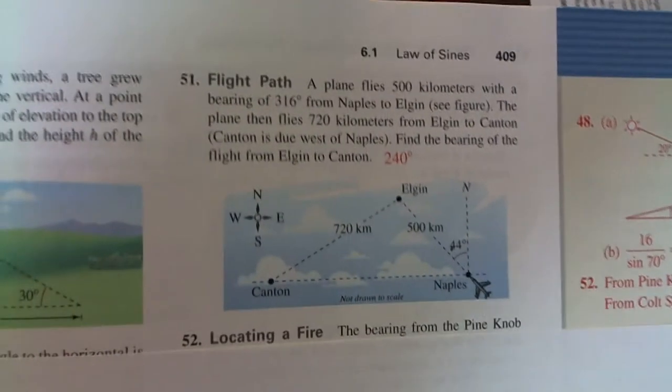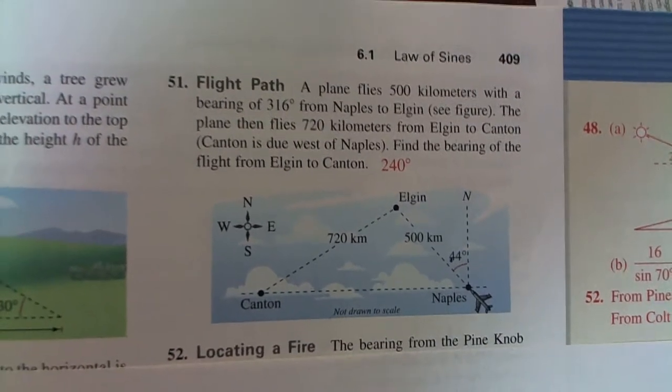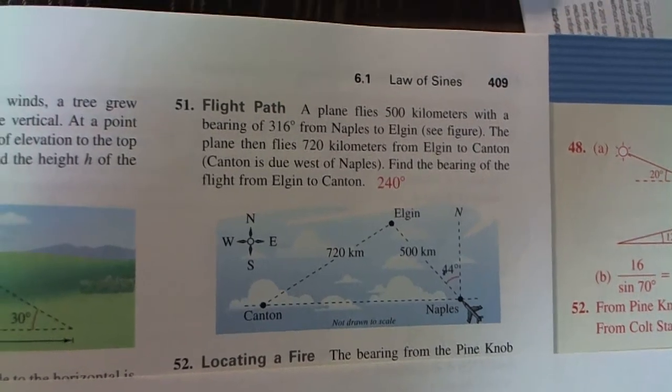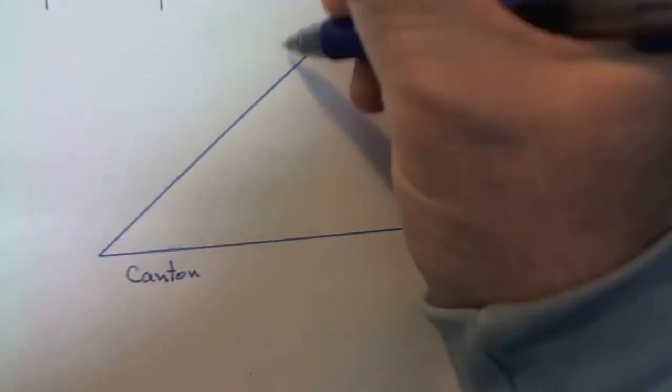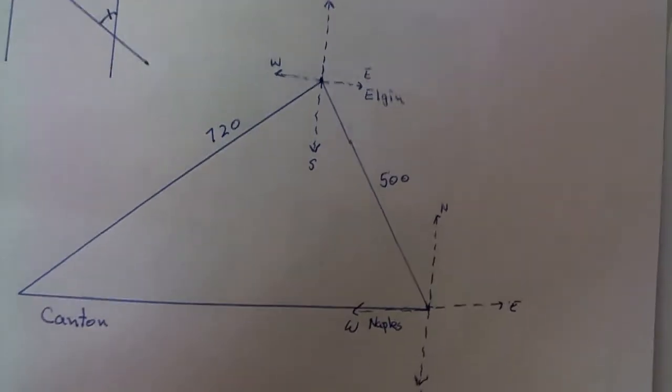Okay, so we had some questions about this problem right here. And mainly the concern was, well, how do we deal with these bearings? So what I've done is I've drawn a little bit bigger picture. And let me go ahead, and this is 500 here, and this is 720. Forgot to put those on there.